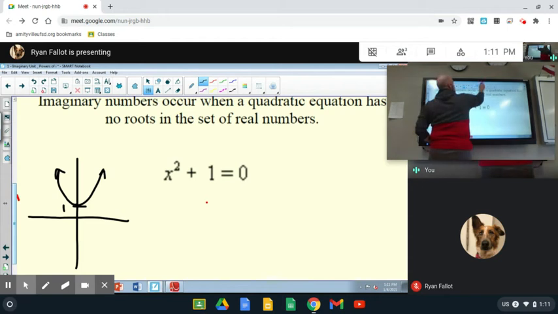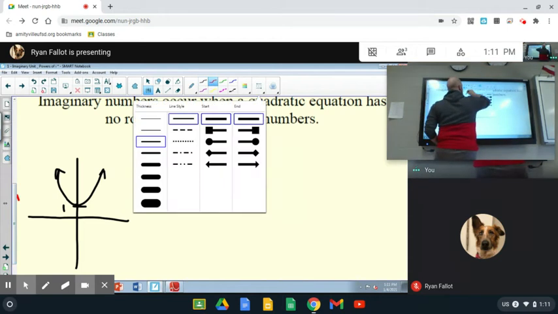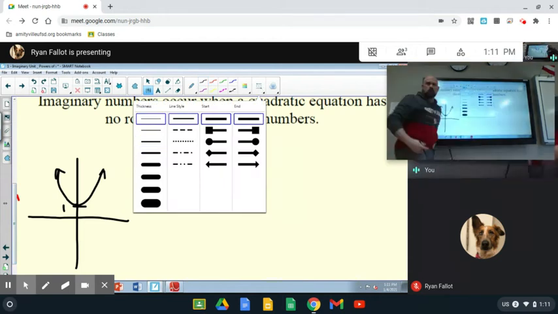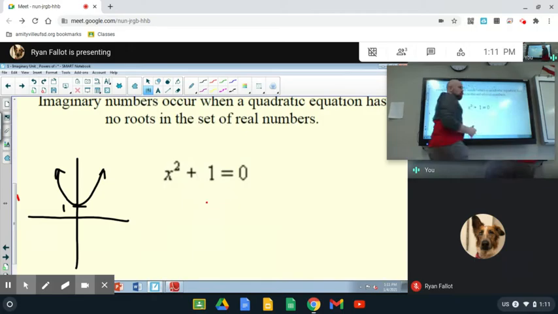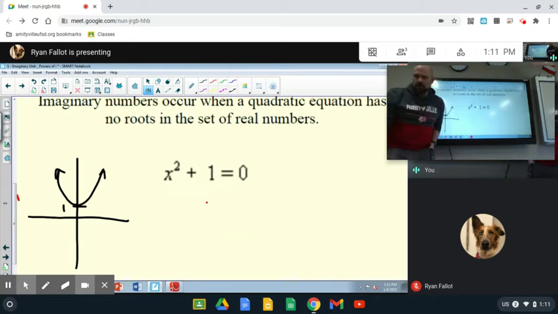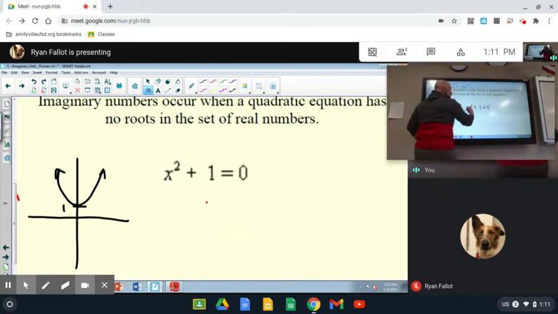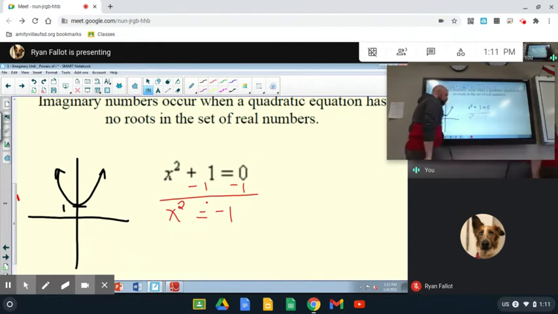So how can we solve this then, right? You can't factor it. If you want to, you can plug it into the quadratic formula, but who wants to do that? If you want to, you can do completing the square, but who wants to do that? So we're going to do it the old-fashioned way of just trying to get the x by itself. So we subtract 1 from each side. We get x squared is equal to -1. We don't want to solve for x squared. We want to solve for x.